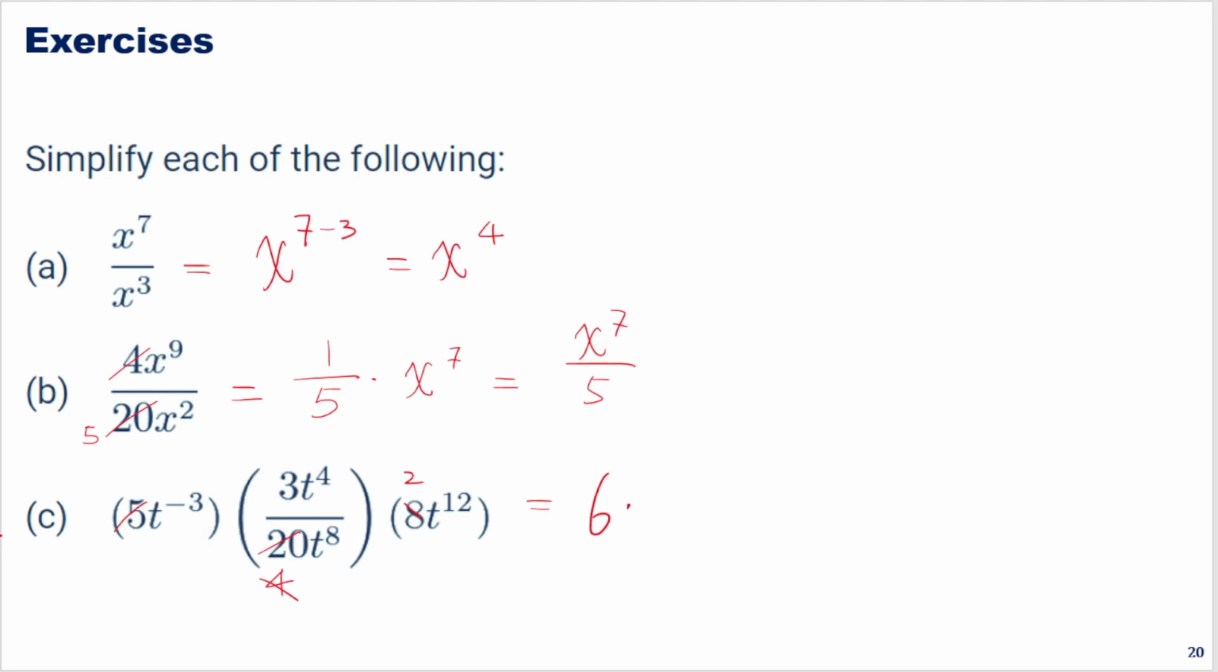Then let's have a look at the t's. So we have t to the power of -3 times t to the power of 4, which means we add a 4 here, over t to the power of 8 means we minus 8 here, then plus 12, right? So this gives us 6 times t to the power of 5. You follow me?